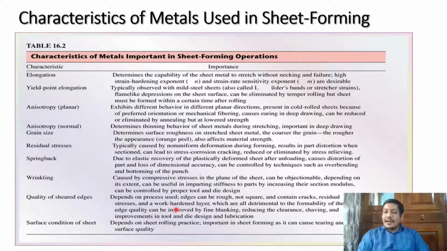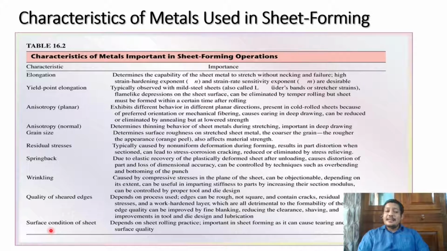So this work hardening coefficient we are discussing here, the strain hardening or work hardening coefficient n, has to be taken into account. For formability of sheet, edge quality can be improved by fine blanking, reducing the clearance, shaving, improvements in tool and die design, and employing lubrication also. Quality of sheared edges you can improve. As a result, your final product you will obtain without any defects.